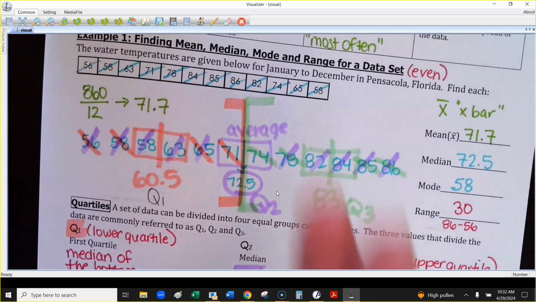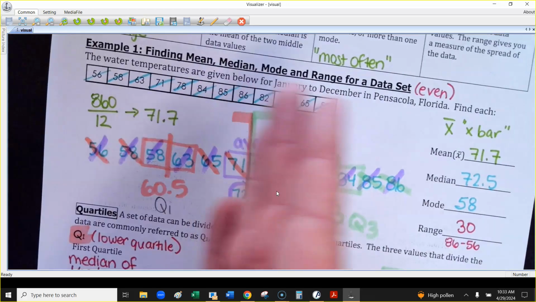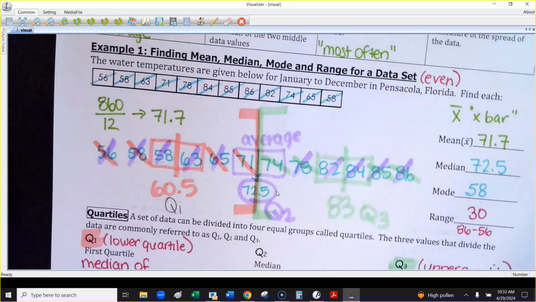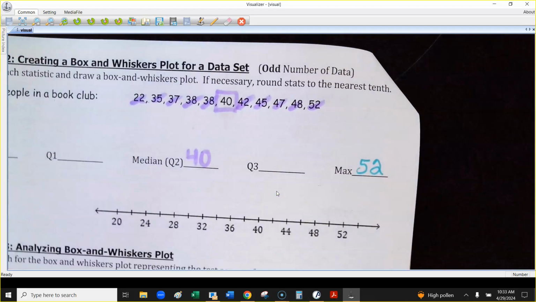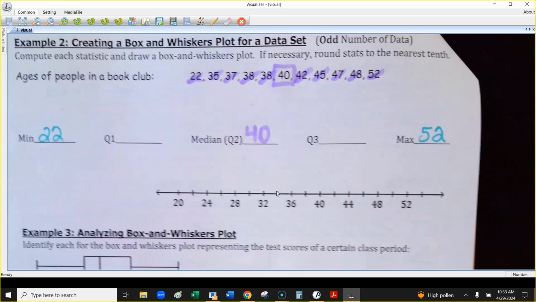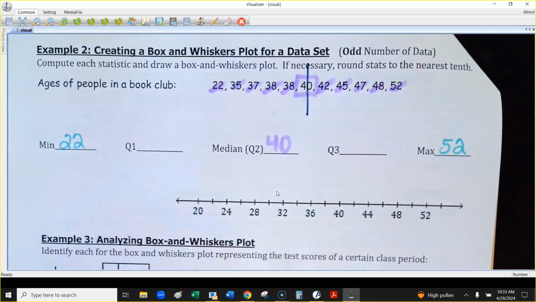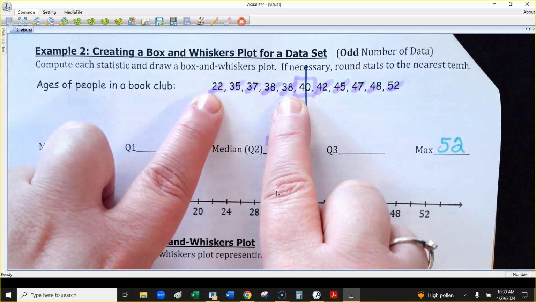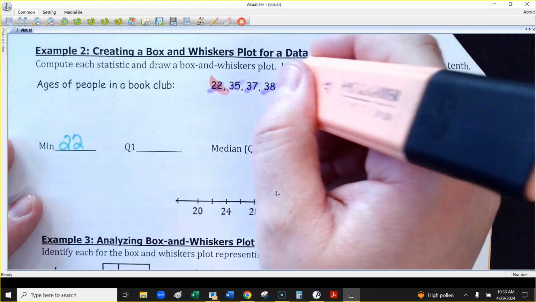When we did it, we had an even number, right? I drew that line down the middle. That was the average. The 71 was part of the calculation when we did the first quartile, and the 74 was part of the calculation when we did the third quartile. If you have an actual data value that is your median, which is what we have here, you are literally just going to cross that out. That's not involved in either one. And you just do the median of the lower half of the data. You just would do the 38 and the 22, and you'd go in from there. So the 40 would not be included in either one when you calculate that.